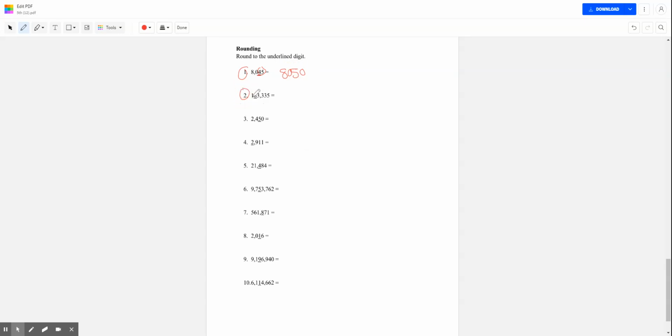Number 2. The underlined number is 8. To the right is 3. 3 is less than 5. So we're going to round down, which gives us 180,000. 3. The underlined number is 5. To the right is 0. So we're going to have to round down since it's less than 5. And it's just going to stay the same.